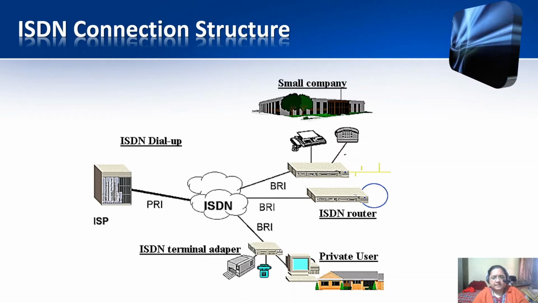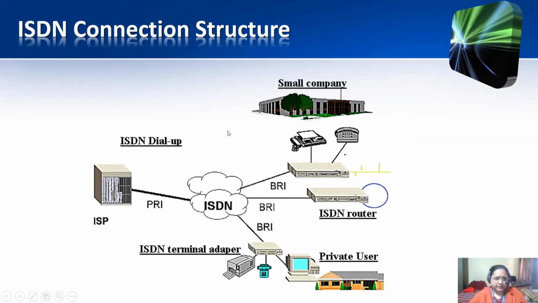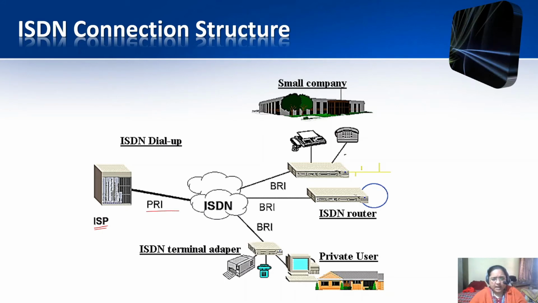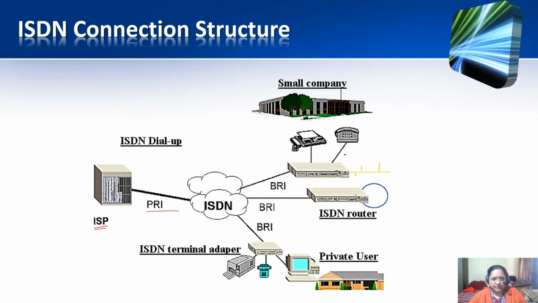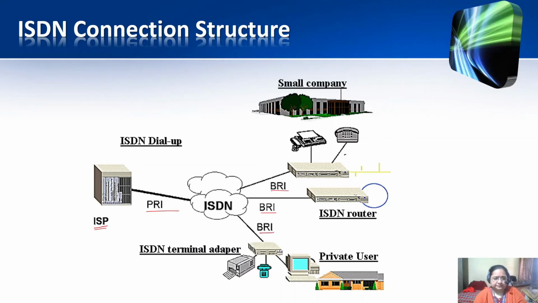Now, what is the ISDN connection structure? In this structure, you can see the ISP, the internet service provider, and it works on the primary rate interface. Here we have a small company, and these are all small establishments, and this is a private user. So data travels through basic rate interface to all these subscribers.